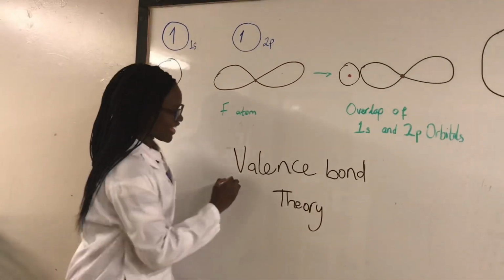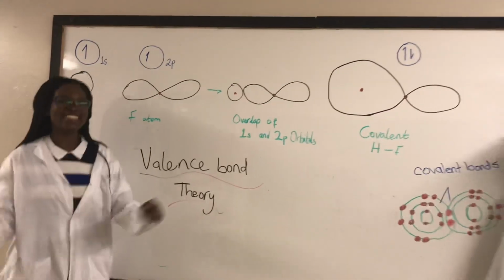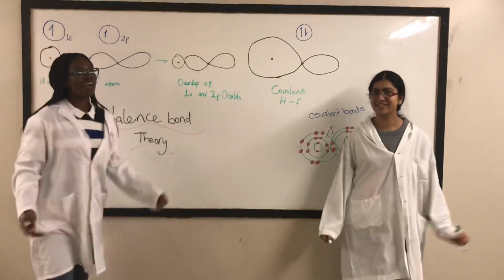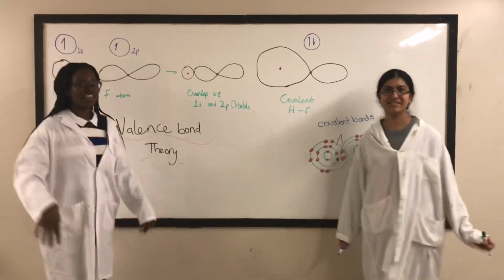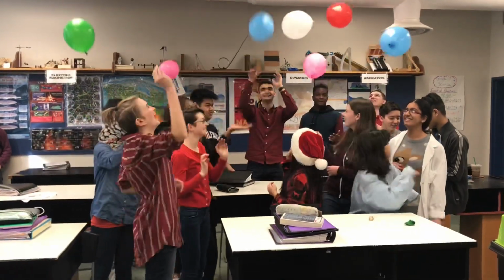The valence bond theory, the covalent bonds share valence electrons between the nuclei and molecules to form hybrid orbitals. It's a party in the chemistry class.